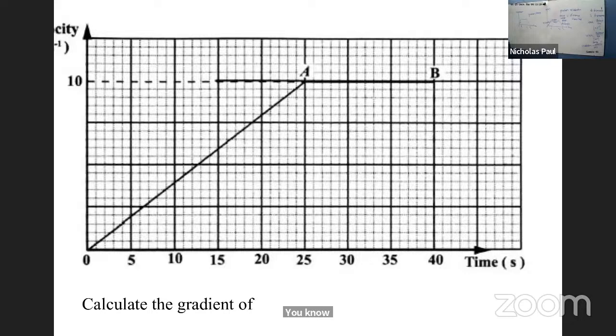You'll see the y and x values, right? Yeah? What type of graph is this? No, that's velocity versus time.